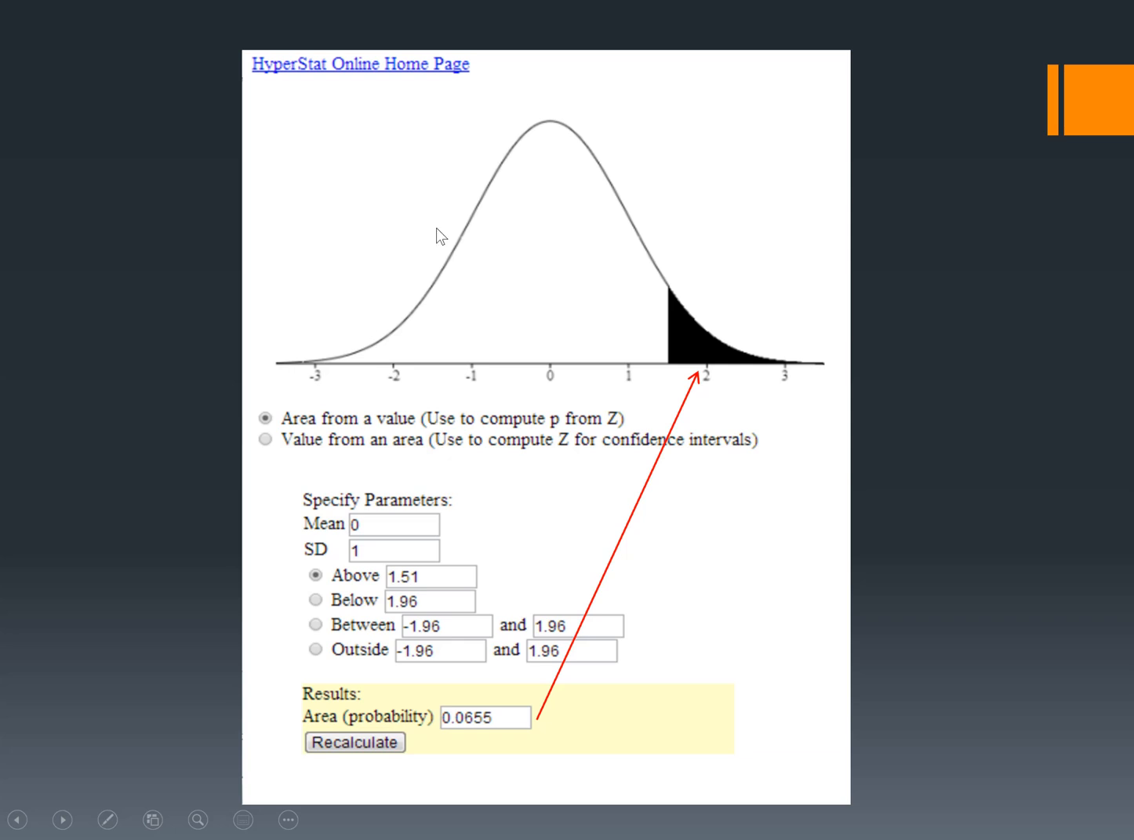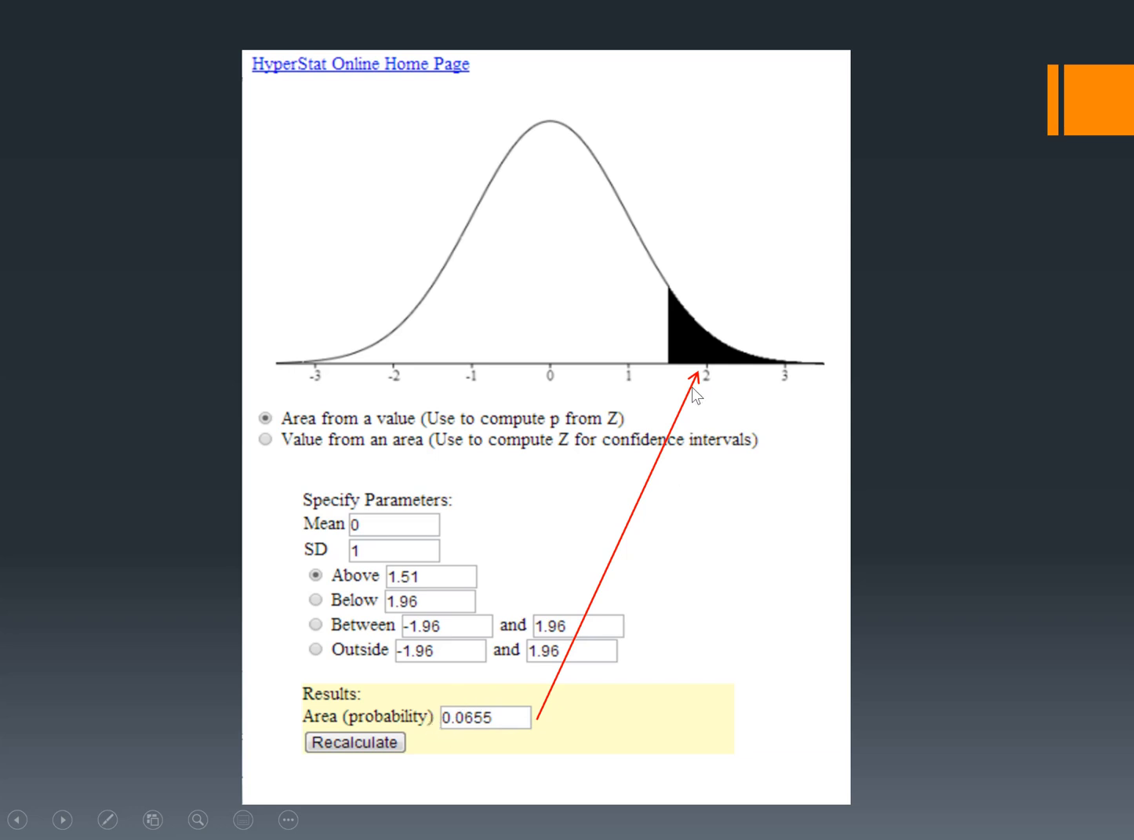You can use the calculator which is available on Blackboard. If it's a right-tailed test, you can ask for the proportion of the area under the curve above the z value that you computed. If it's a left-tailed test, you can ask for the probability of getting a value below the z value that you computed. If it's a two-tailed test, you can ask for the probability outside the value that you computed, and that will give you the p-value.